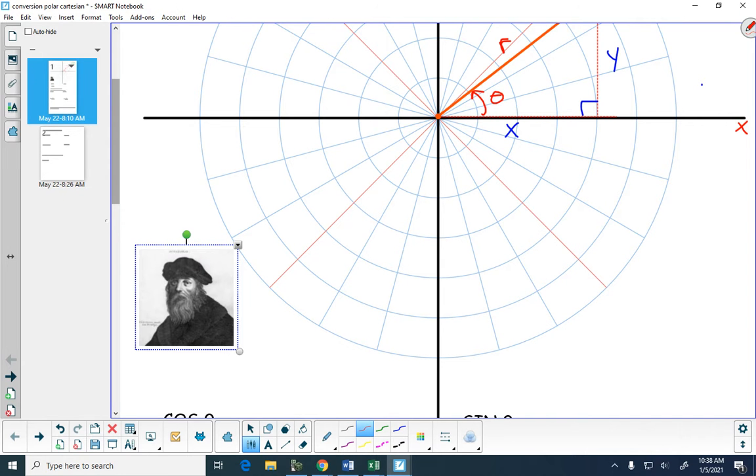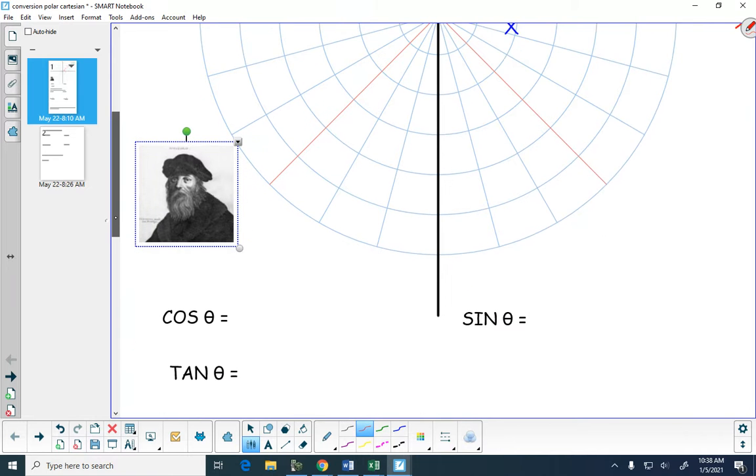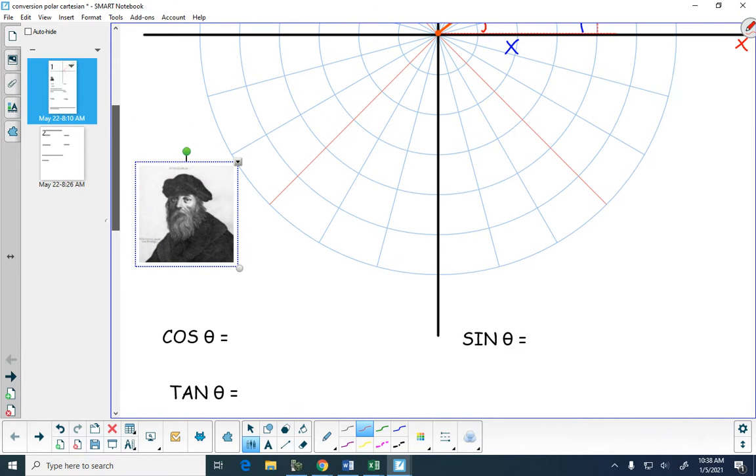If we take a look at this triangle, the cosine of theta in this triangle. Bennett, did you ever make it in? Yeah. What is the cosine of theta in this triangle?